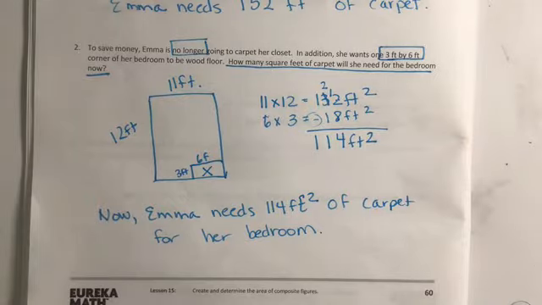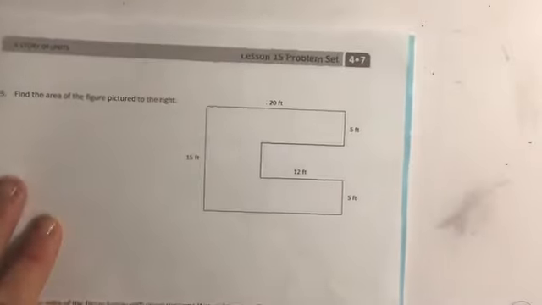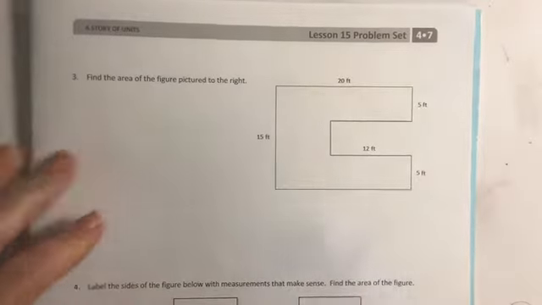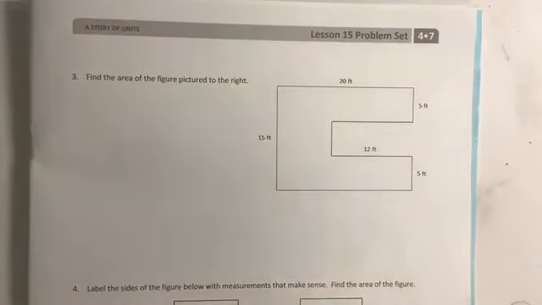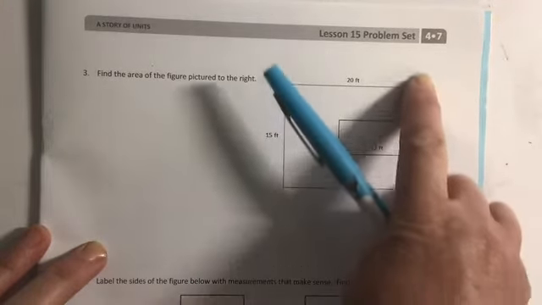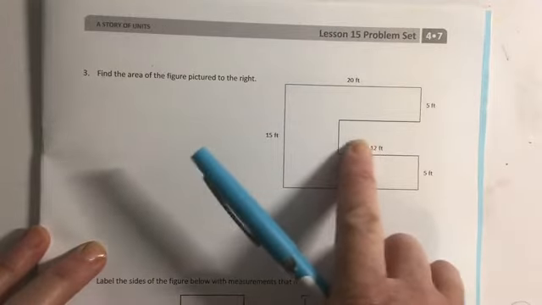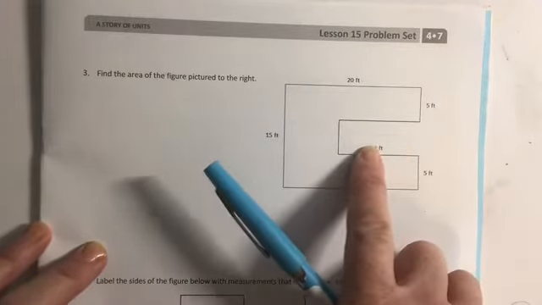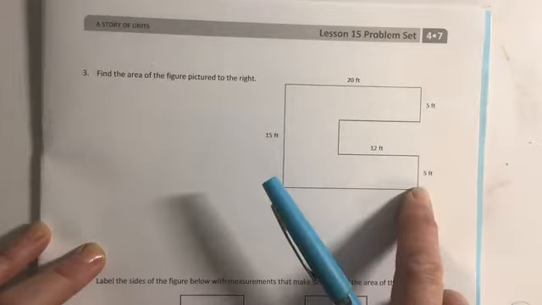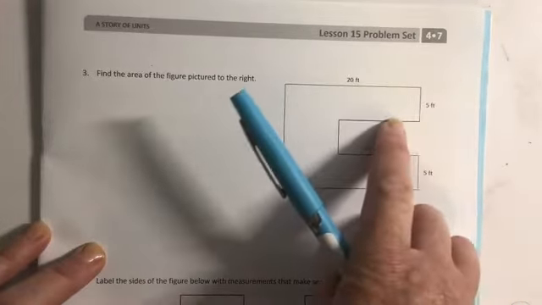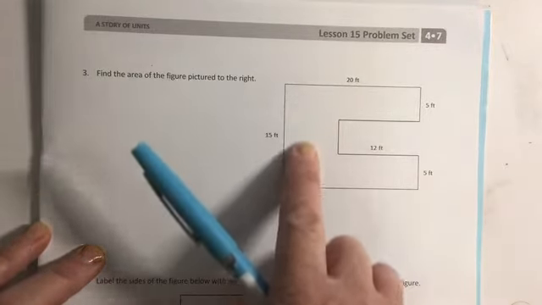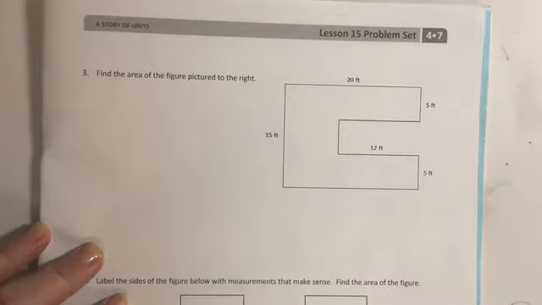All right, let's move on to problem three. So problem three, we need to find the area of this figure. So let's just take a look at it for a second. So this would be a full rectangle right here, okay? And then we have this cutout part that we don't want to include in the area because that doesn't matter. But if I find the area of this full figure right here, and then subtract the area that's inside, it'll give me the area of this figure, which is a composite figure.